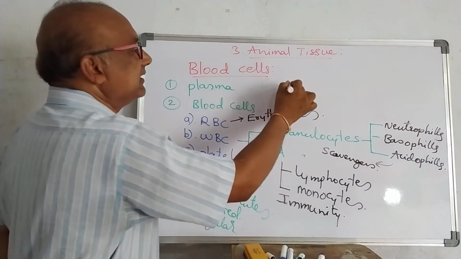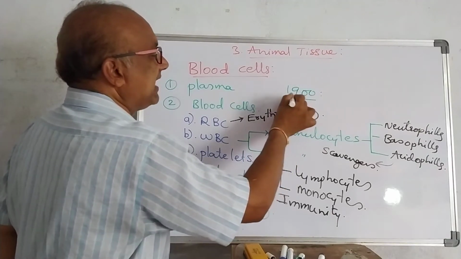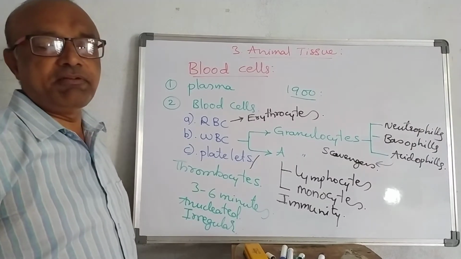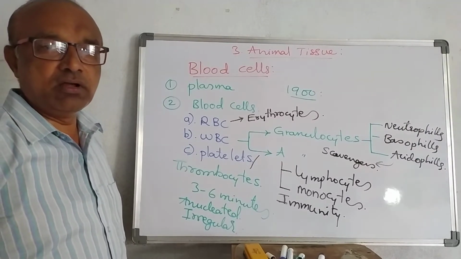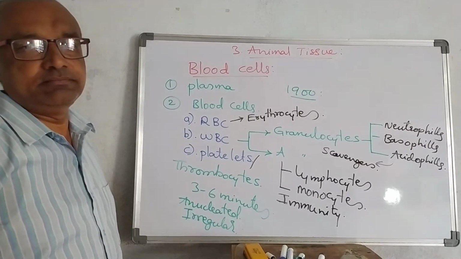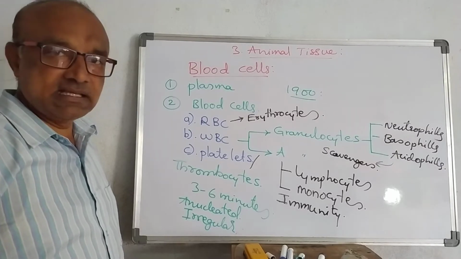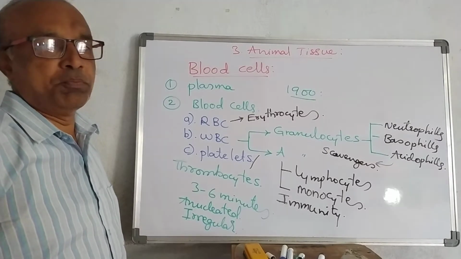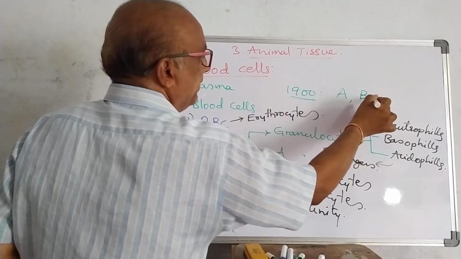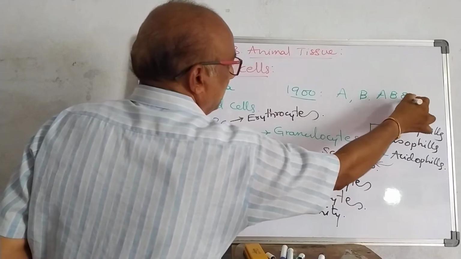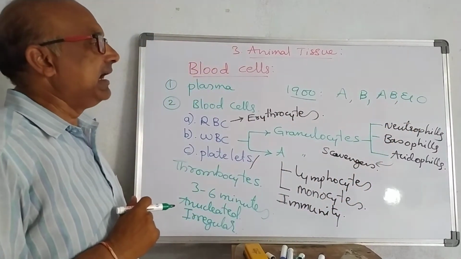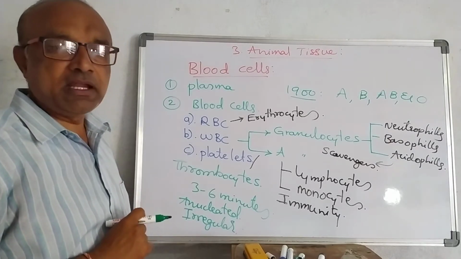In the year 1900, a famous scientist named Karl Landsteiner, while doing research on different persons' blood, found that the blood in different persons is not similar. So he discovered the blood groups: blood group A, blood group B, blood group AB and blood group O. These are the 4 blood groups discovered in 1900 by Karl Landsteiner.